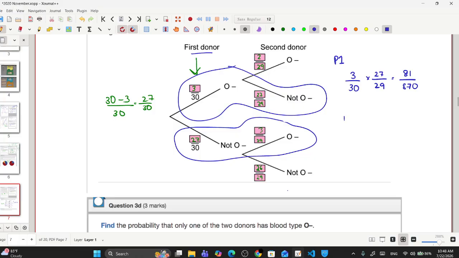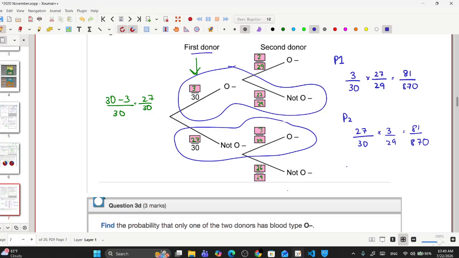Then the second probability is 27 over 30 multiplied by 3 over 29. So that becomes 81 over 870 yet again.